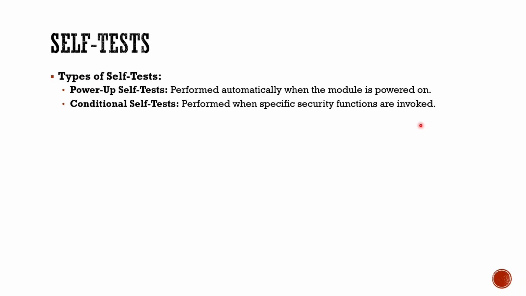In addition to these self-tests, the module can perform other self-tests that are not mentioned here and that are also not mandatory. The power-up self-test is automatically performed whenever a module is powered up, and conditional self-test is performed whenever a specific function or a specific task is done.